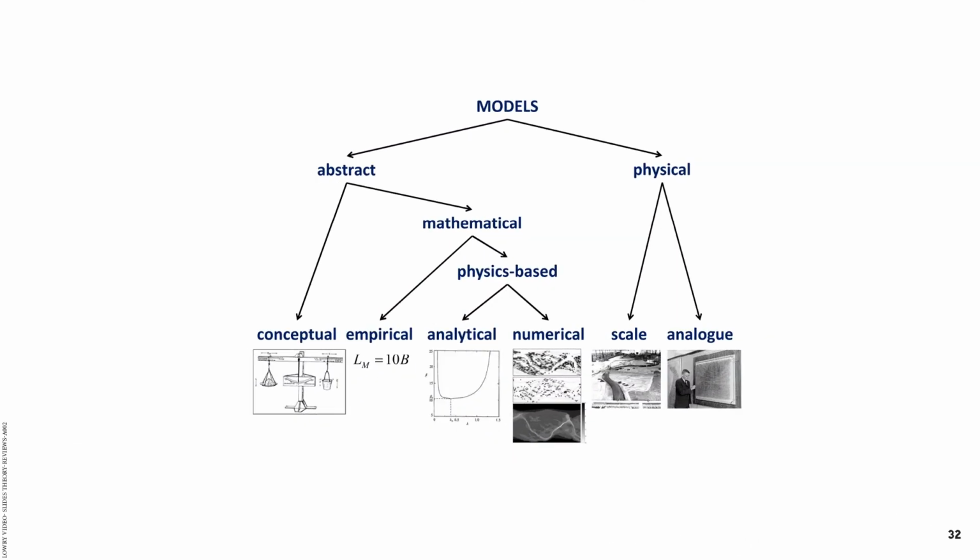So here is a typological model of models. And this is a nice way to look at this. So we have abstract models and we have physical models. So in the natural sciences, they long have used physical models that are scale models or analog models. On the abstract side, you really have two directions of abstraction. One is mathematical, the other one is conceptual.